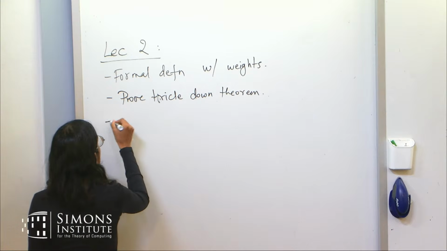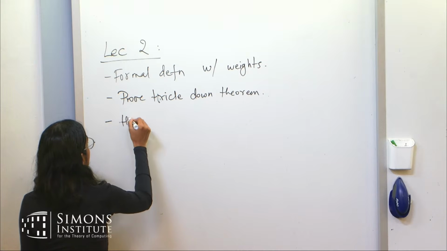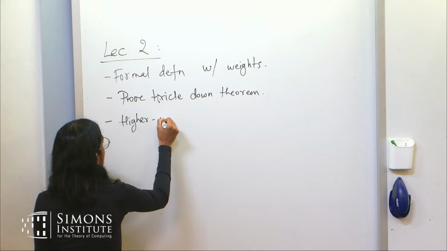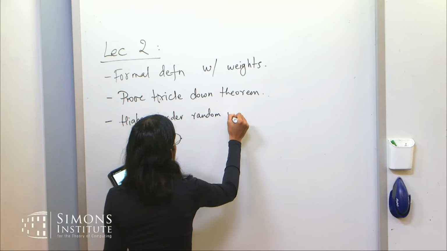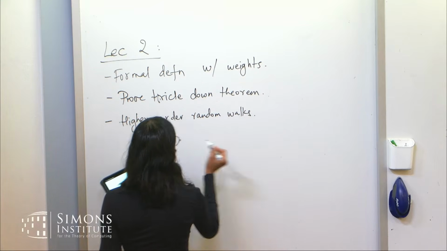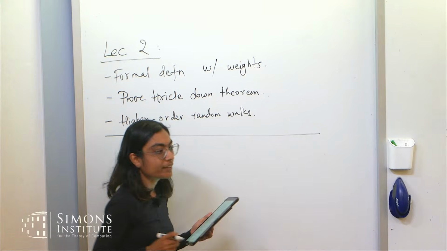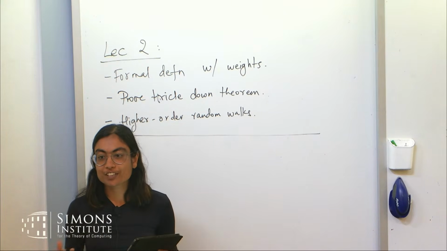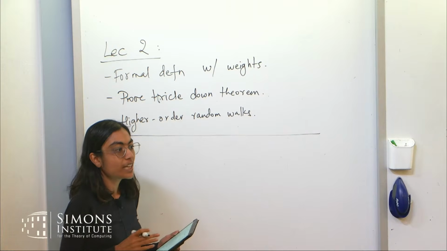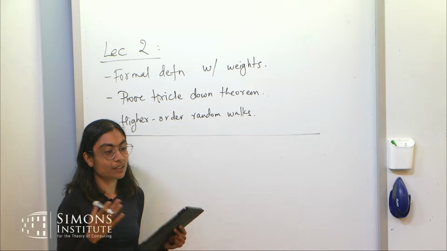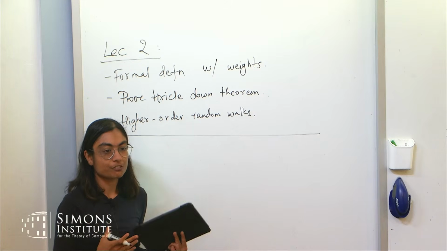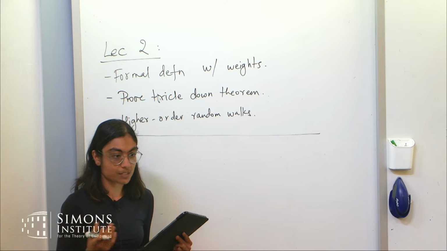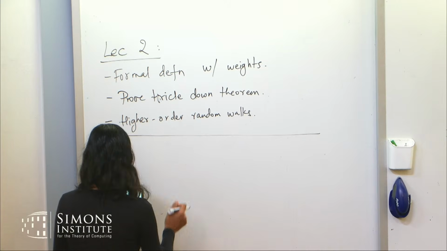And finally, we will look at higher order random walks. Okay, great. So many of you said you're familiar with weighted graphs. So let's start with just defining what a weighted graph is and how it induces a weight on the vertices and how the spectrum is defined with respect to that weight.